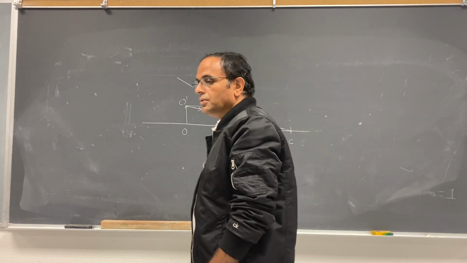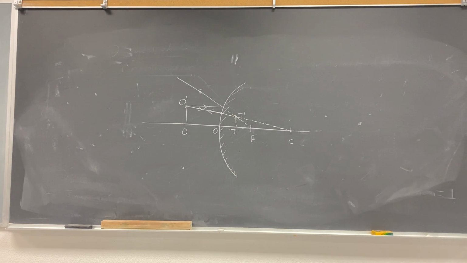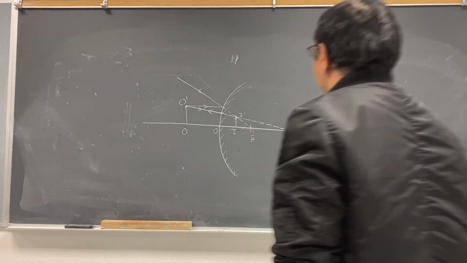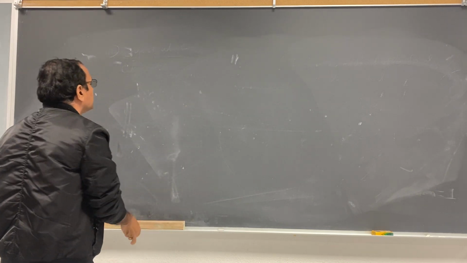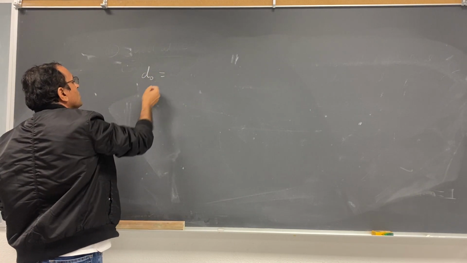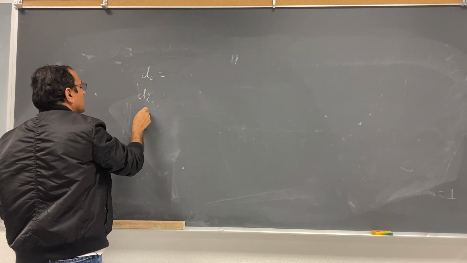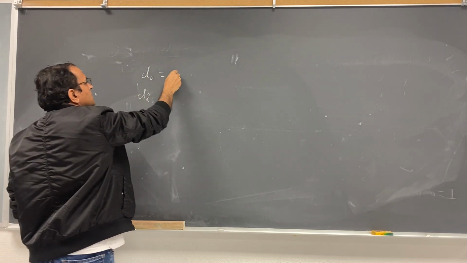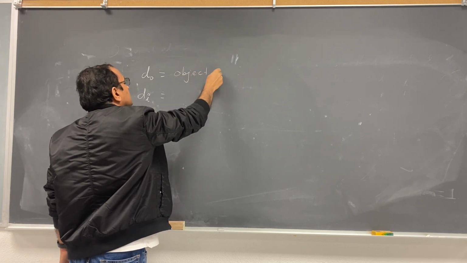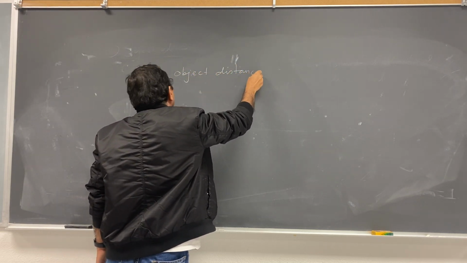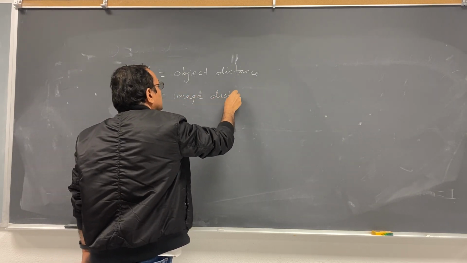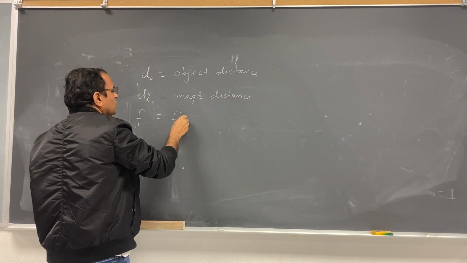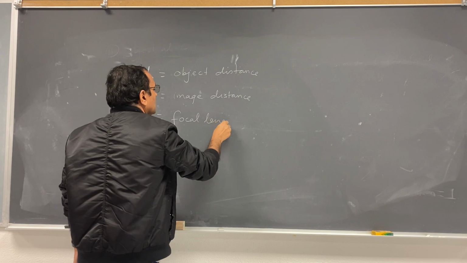Here also we have to talk about the object distance, image distance, focal length, radius of curvature. For the spherical mirror, both convex and concave, we have d_o, d_i, and f. What is d_o? This is the object distance. What is d_i? This is the image distance. What is f? This is your focal length.